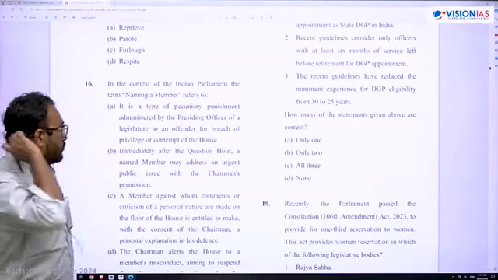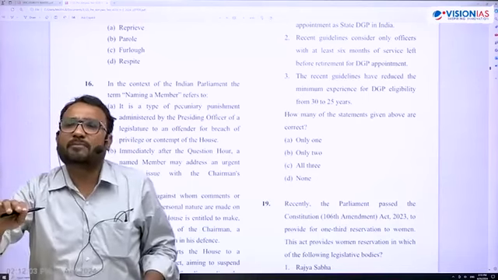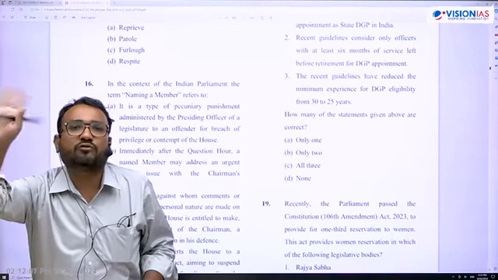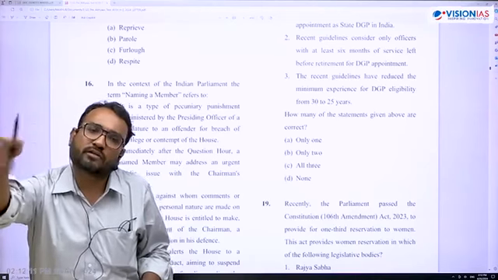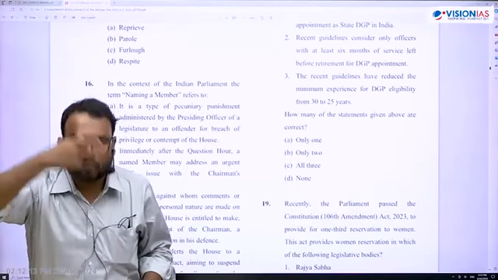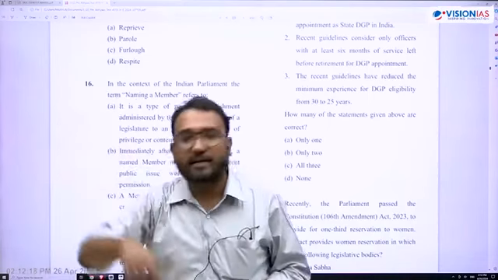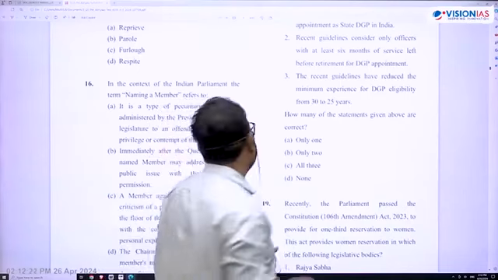Okay. Now what is naming a member? Naming a member means when a member is disregarding the chair or creating an unruly scene, the member will be asked to leave the house. That can be for the remainder of the session also. This is Rule 256 of Rajya Sabha and Rule 374 of Lok Sabha.